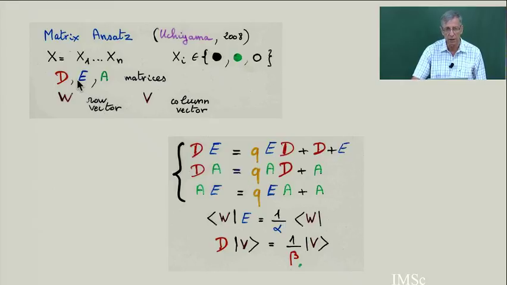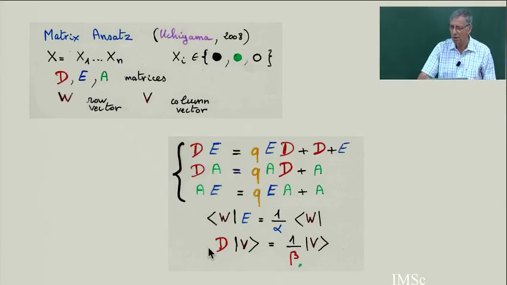So suppose you have a sequence of particles in the strip. You have a word x1, x2, ..., xn in three letters: black, green, or no particle. And then suppose you have D, E, A, three matrices, with V, W, a column vector and a row vector, satisfying this quadratic algebra with these boundary conditions. It's the same kind as for the PASEP, but there is one more variable, the green variable, and there is one more equation.